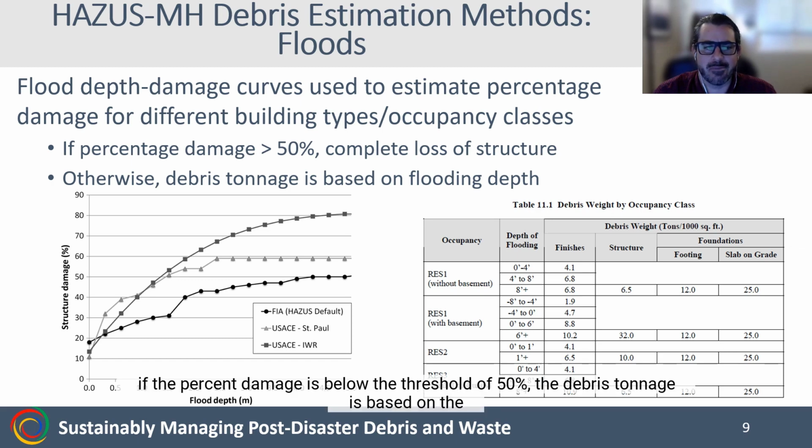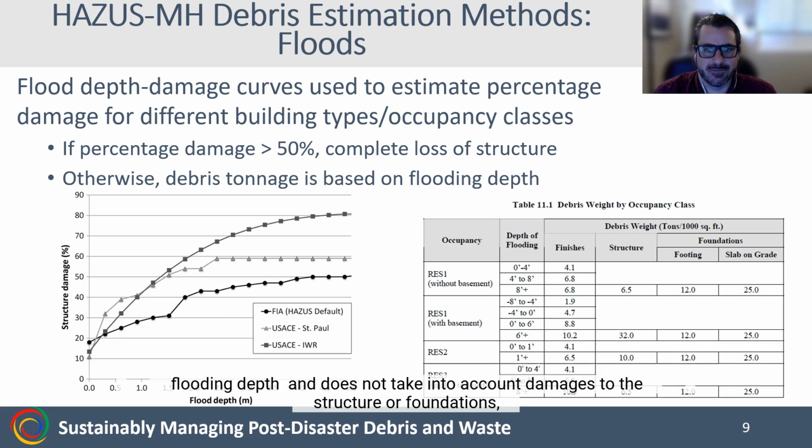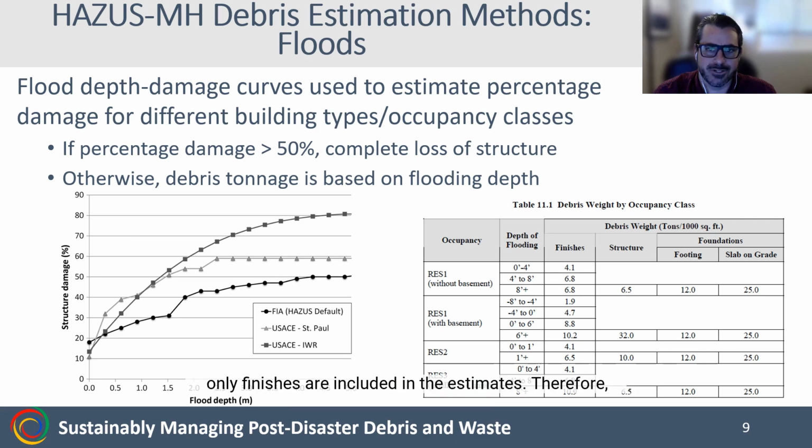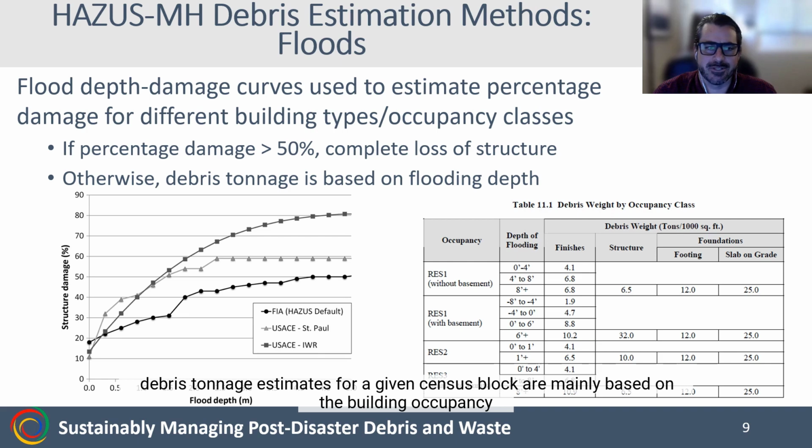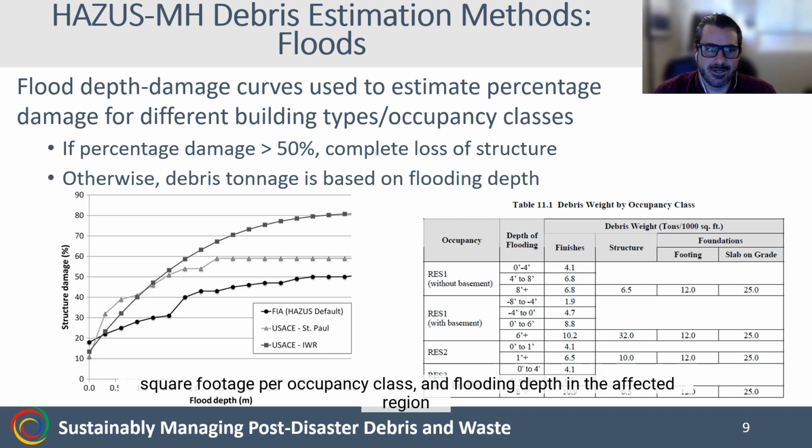However, if the percent damage is below the threshold of 50%, the debris tonnage is based on the flooding depth and does not take into account damages to the structure or foundations. In other words, only finishes are included in the estimates. Therefore, debris tonnage estimates for a given census block are mainly based on the building occupancy class, square footage per occupancy class, and flooding depth in the affected region.